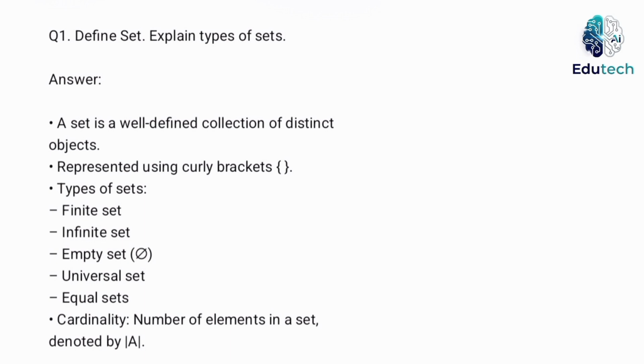Sets are classified into different types such as finite sets having limited elements, infinite sets having unlimited elements, empty set having no elements denoted by phi, universal set containing all elements under discussion, and equal sets having exactly the same elements. The number of elements in a set is called its cardinality and is denoted by modulus of A.